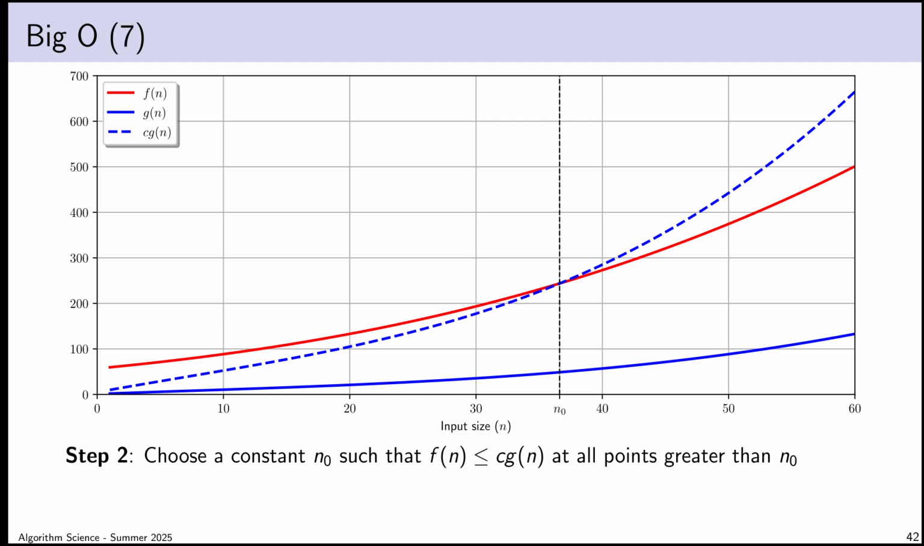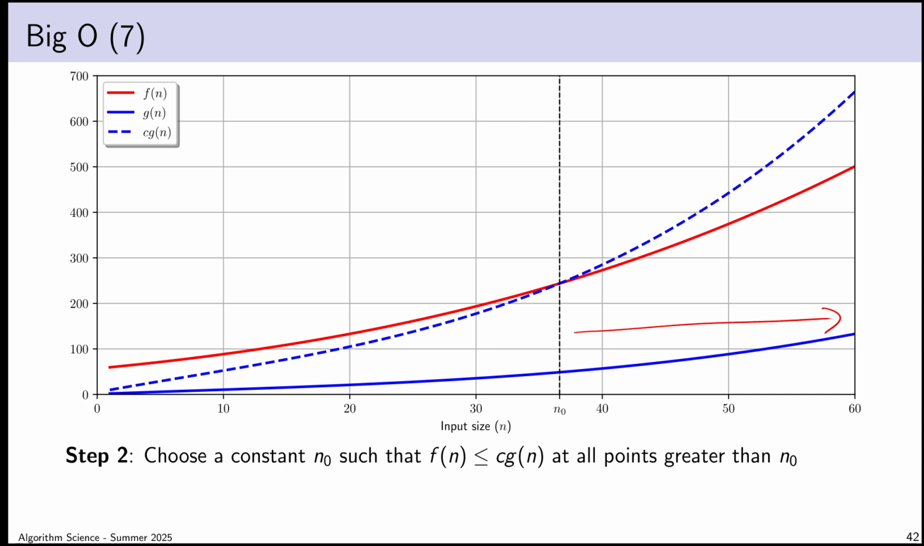And then I find some point after which, so for all points to the right, all values of n greater than this point, c times g of n is greater than or equal to f of n. So that's the geometric or the graphical meaning of c and n naught. So I choose a constant n naught such that for every n greater than n naught, c times g of n is greater than or equal to f.